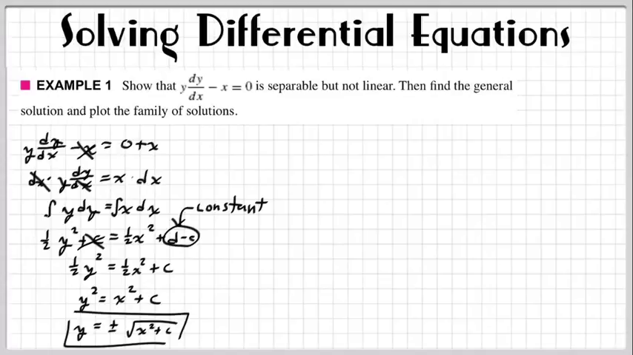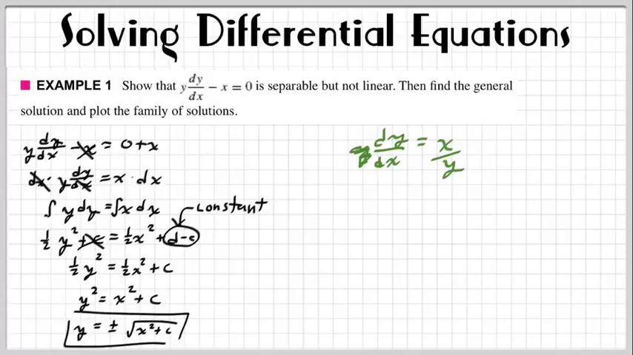But let me first get the dy over dx alone. So I have y times dy over dx, and on the other side I have an x. To get that y over to the other side, we would divide, right? So we would divide by y, and this y wouldn't be here anymore. So dy over dx equals x over y.